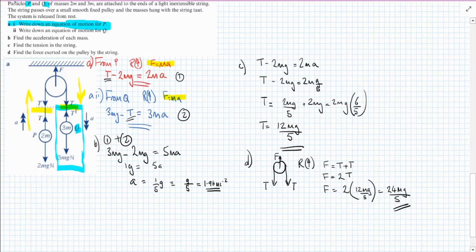Well, hopefully that's improved some of your knowledge to do with tensions and pulleys. More information on this can be found in chapter 10.